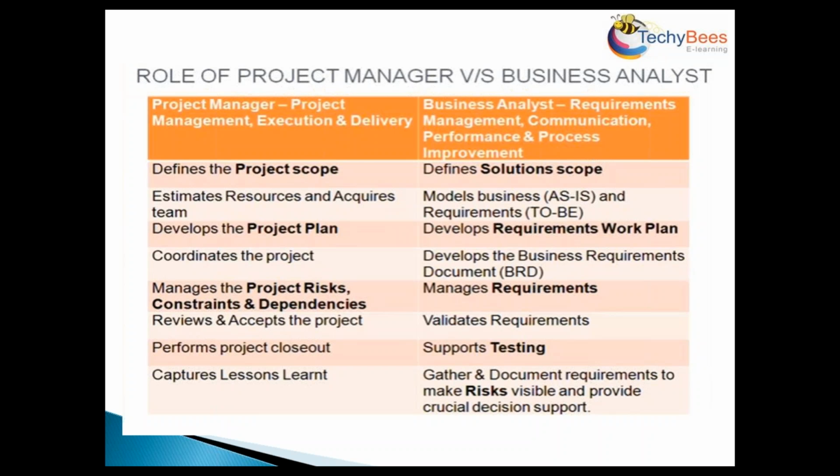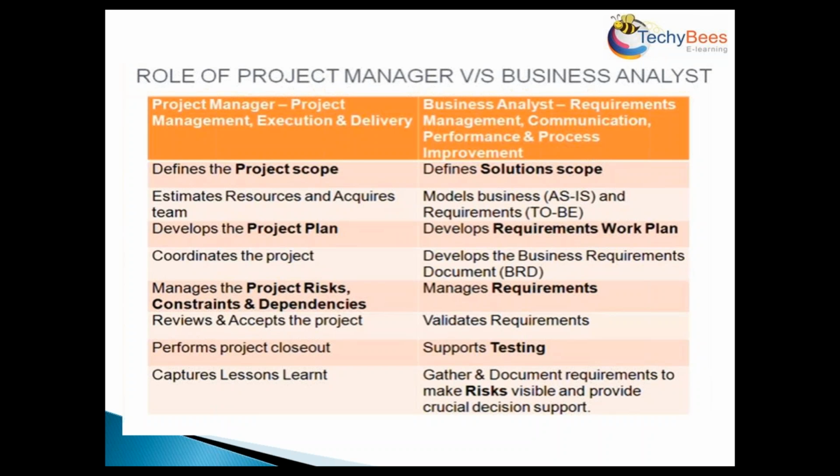Performance and process improvement. Under project management, a project manager defines the scope of a project. A business analyst defines the solution scope. A project manager estimates resources and acquires team. A business analyst is involved in business modeling. He or she creates business process models for an as-is system and a to-be system.